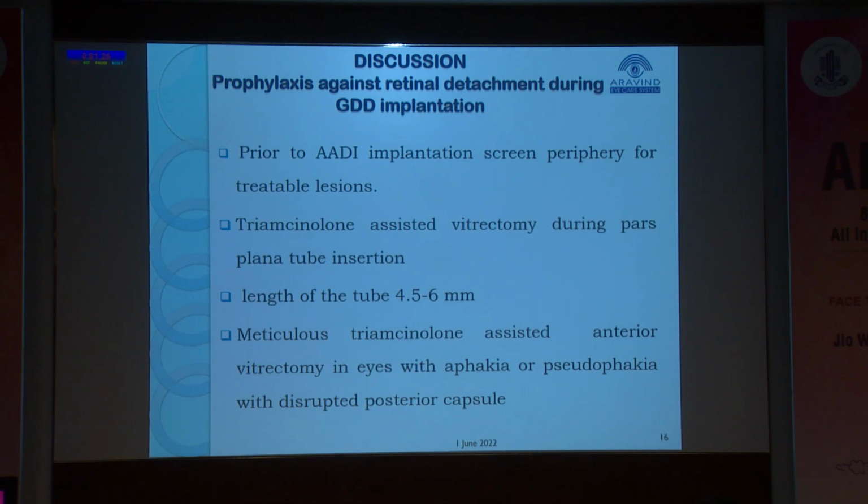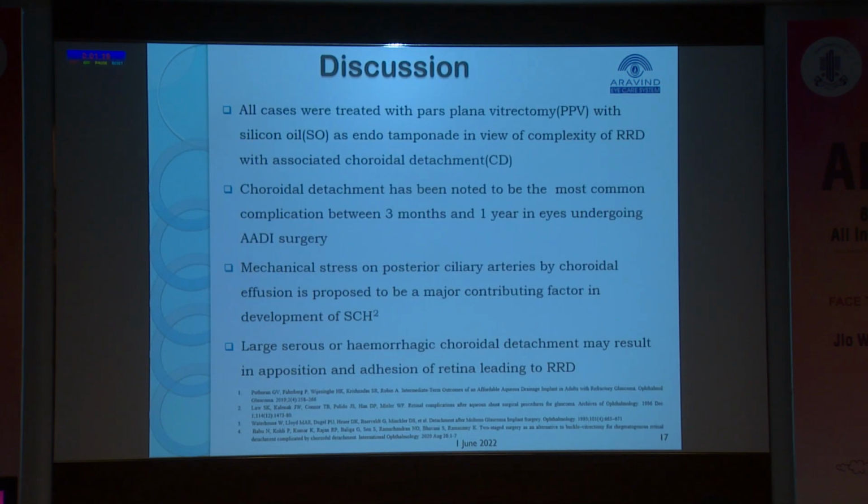And even in eyes where the tube is placed in the anterior chamber, where there is a disrupted posterior capsule, we need a meticulous triamcinolone-assisted anterior vitrectomy. In our series, all cases were treated with PPV with silicone oil as endotamponade in view of the complicated nature of the cases. The most common complication following RD surgery is choroidal detachment.